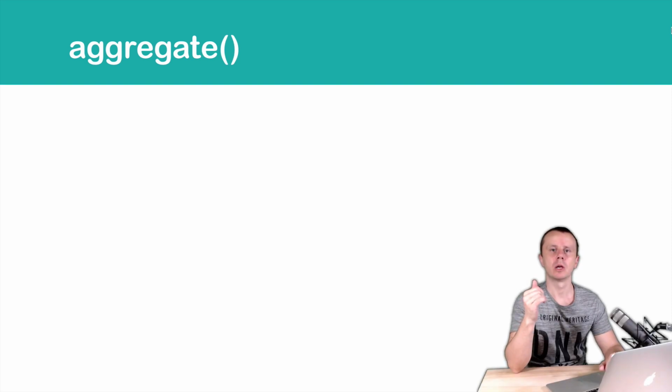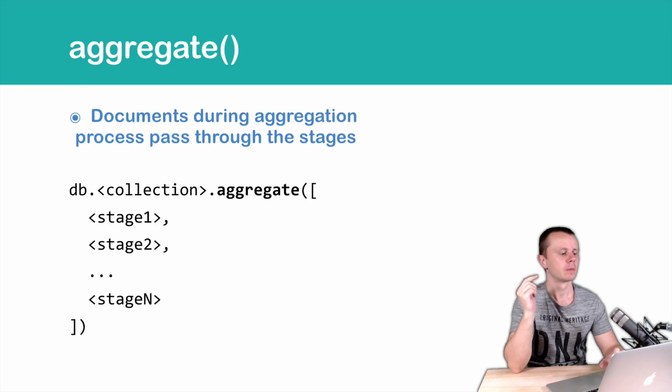Aggregation framework uses a special method called aggregate. Let's look at the syntax. db, then collection name, then aggregate. This method needs one argument, an array. Array of stages. Each stage is an object, and all stages are separated by comma.